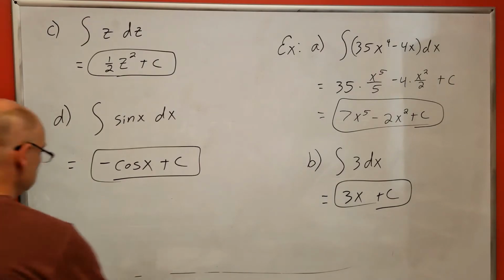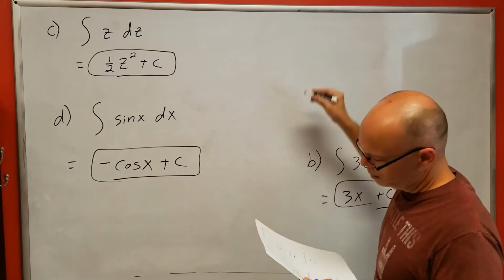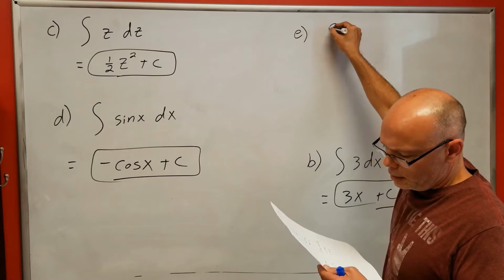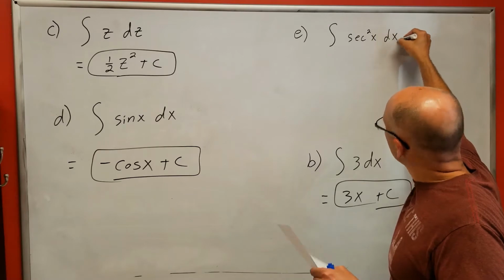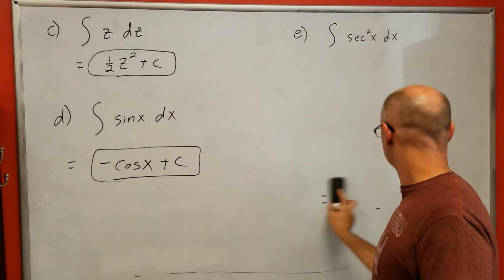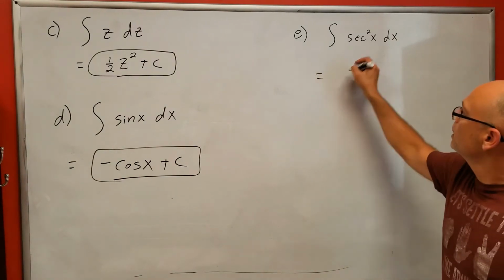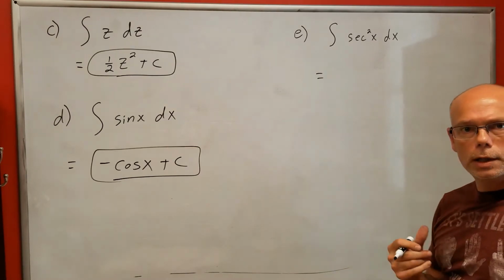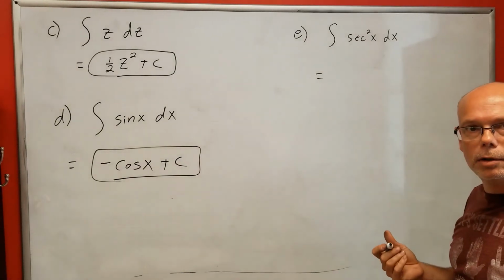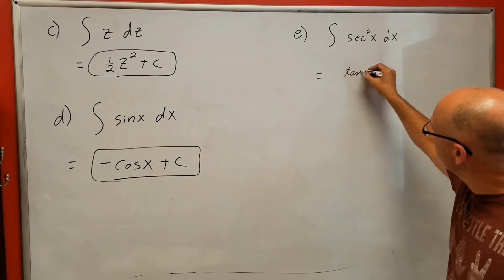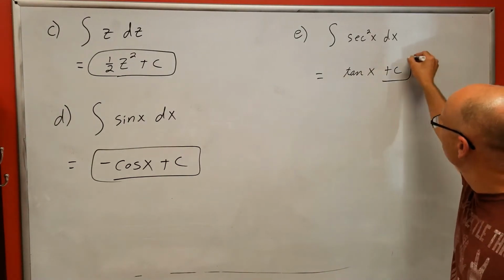How about, let's see, that was D. How about E as an elephant? For part E, I have the integral of secant of x squared dx. Oh man, I wish I would have memorized those earlier during the semester. Alright, that's not a power of x, right? So what do I take the derivative of to give me secant squared? Wouldn't that be the tangent of x? Yeah, derivative of tangent of x gives me secant squared, but I need my plus c.